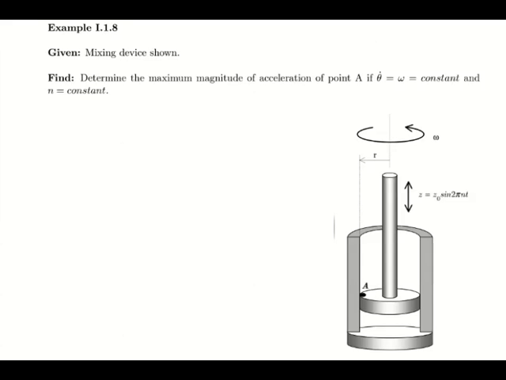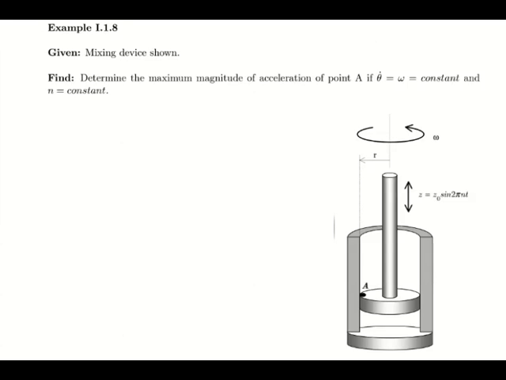Here in this example, we actually have a 3D problem. We have this plunger which is moving up and down, whose height is given by z. z is a sinusoidal function in time. In addition to that, the plunger is rotating about the z-axis with a constant rate of omega. And what we want to do is determine the magnitude of the acceleration of this point A on the outer rim of the plunger as it moves up and down and rotates at that constant speed of omega.